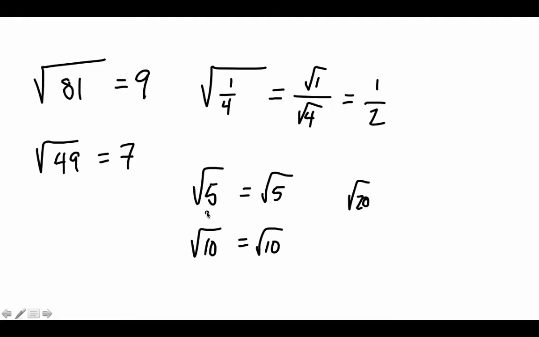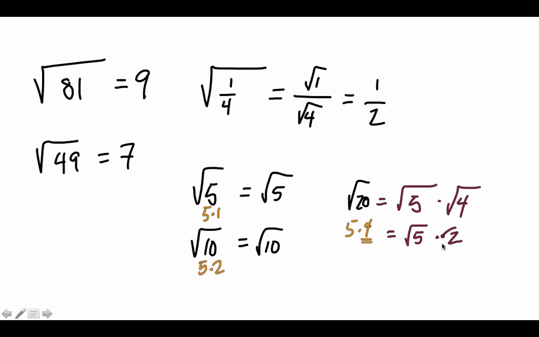Well, 5 is 5 times 1. 10 is 5 times 2. 20 is 5 times 4. And 4 is a special number when we talk about square roots. 4 is a square. So we say that the square root of 20 is actually the square root of 5 times the square root of 4. Square root of 5, I don't know what that is, but square root of 4 is 2.